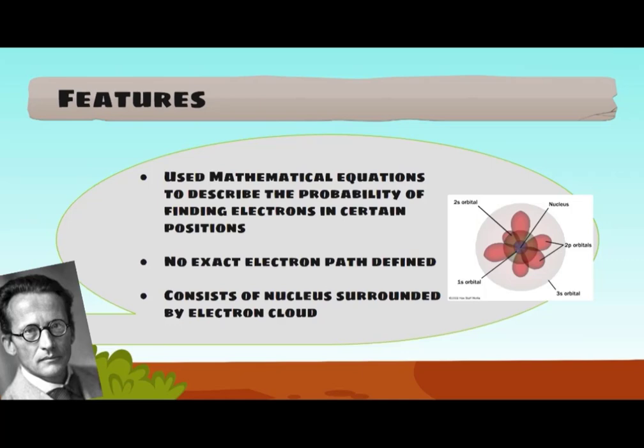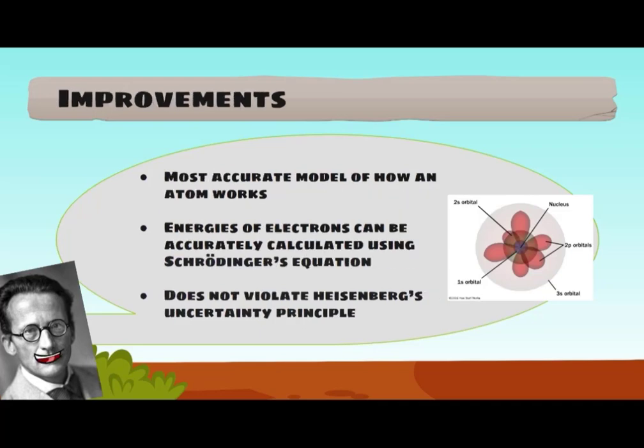Instead, it consisted of a nucleus surrounded by an electron cloud, which could be further divided and subdivided into principal quantum shells and subshells. Its improvements. It is the most accurate model of how an atom actually works. Here, energies of electrons can be accurately calculated using Schrödinger's equation. Lastly, it also does not violate Heisenberg's uncertainty principle.